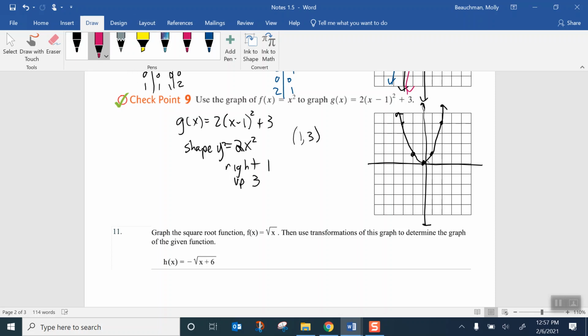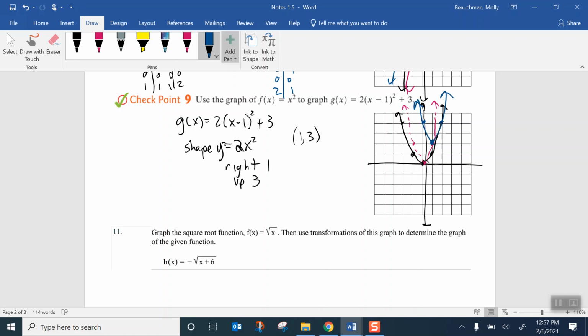So the first thing we're going to do is this vertical stretch of 2x squared. What this means is multiply your y-coordinates by 2. So this point 1, 1 becomes 1, 2. Negative 1, 1 becomes negative 1, 2. So let me dot that in. So our graph is going to be a vertical stretch. Now we're going to move it to the right 1 and up 3. So to the right 1, up 3, and then recreate that graph.